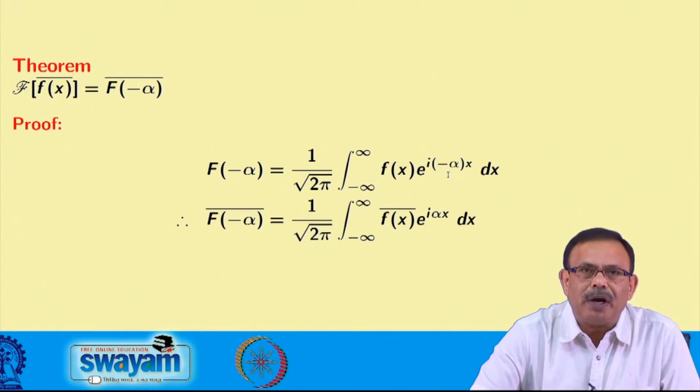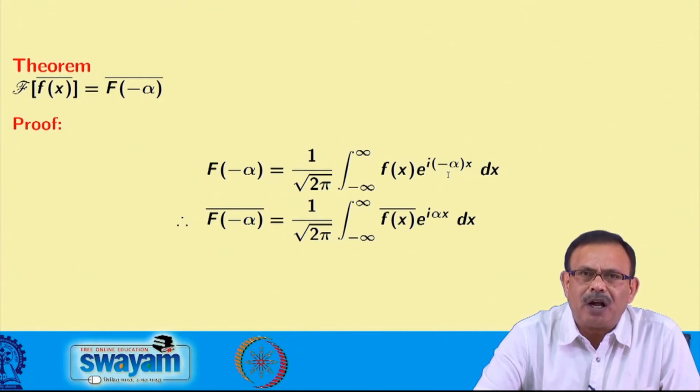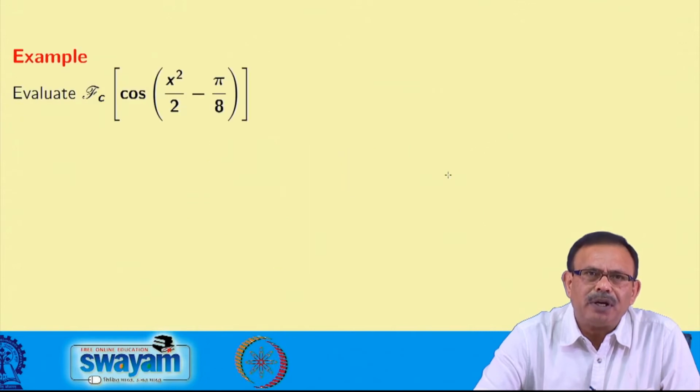So, let us see here. F of minus alpha, I am starting with this one. This I know. From here, f of minus alpha bar I am writing. So that inside the integral f x bar will come, and e power minus i alpha will be changed to e power plus i alpha x dx, and the right hand side is nothing but Fourier transform of f x bar, which completes the proof of this particular theorem. Let us see some example.